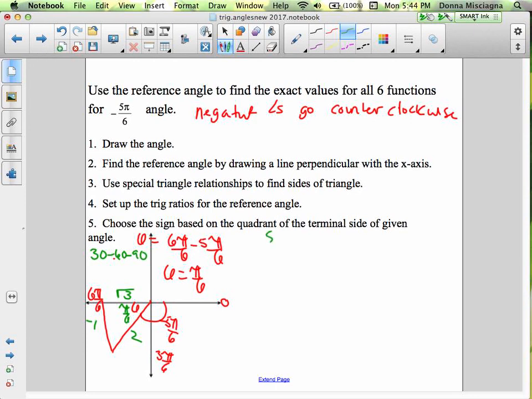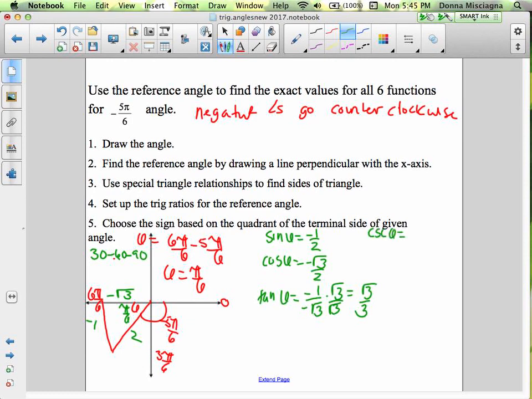Sine theta is going to be the opposite over the hypotenuse, negative 1/2. Cosine theta is the adjacent over the hypotenuse. Oops, this is a negative 2. And that's going to be negative square root of 3 over 2. Tangent theta, opposite over the adjacent, is going to be negative 1 over negative square root of 3. We'll rationalize that, and we'll cancel out those negatives. So we're going to have the square root of 3 over 3.